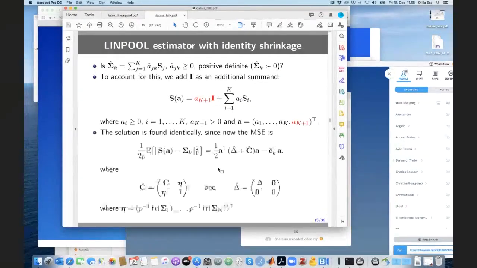So, but the good thing is that the problem is still a quadratic programming problem, and we can find the solution as earlier. So actually nothing has really changed, except that now we have a k plus one dimensional vector, and these matrices, earlier we had delta and c, now we have c tilde and delta tilde, which are given here. So the whole approach is easy to apply also in this more general case where you have identity shrinkage added to it.